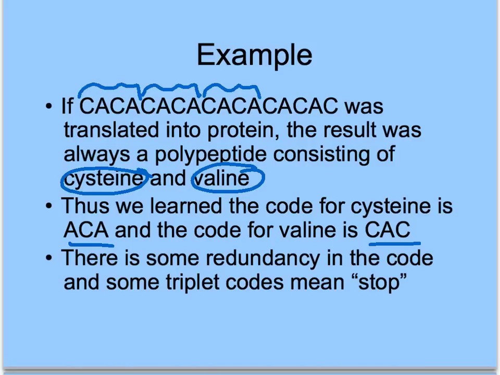And there is some redundancy in the code, quite a lot in fact, and what that means is there are different ways to code for valine. There's not just one way to do it, not just CAC, and I'll teach you about that in a little bit. There's also some triplets, that is groups of 3 bases, that mean stop, or that tell the ribosome this protein is finished.